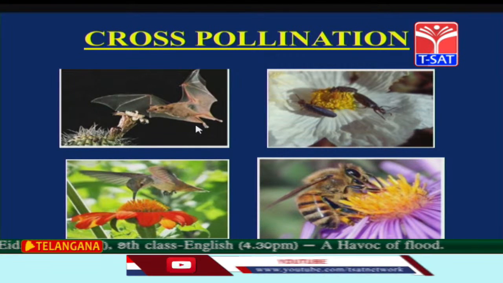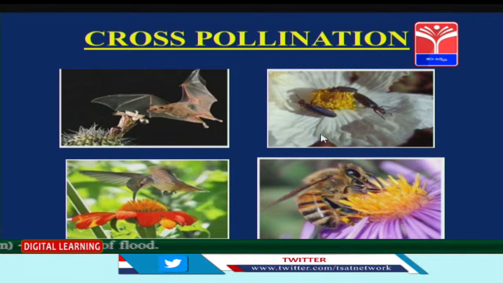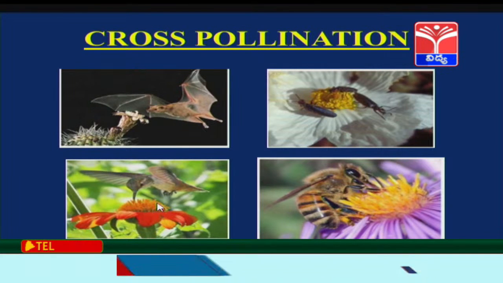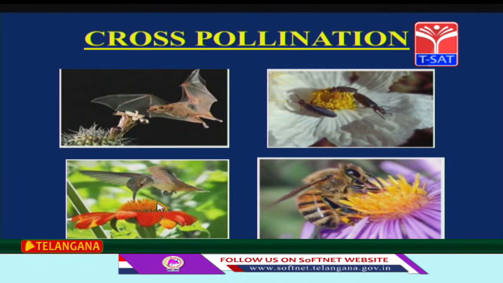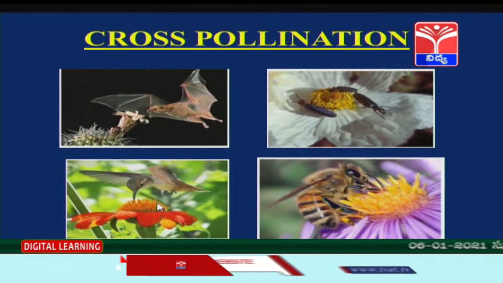See in the first figure, it is transferred by some bat. Second one, you see here some insects. Here some insect is there. Here some bird is there, isn't it? So like this, the pollen grains will be transferring from one place to another place.